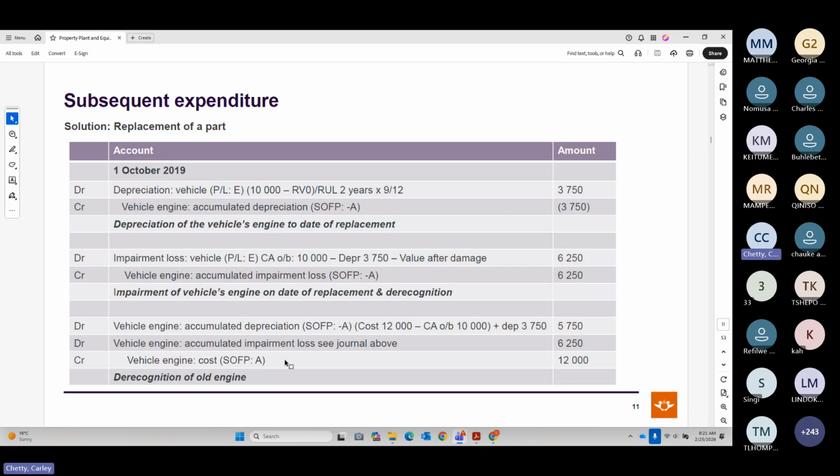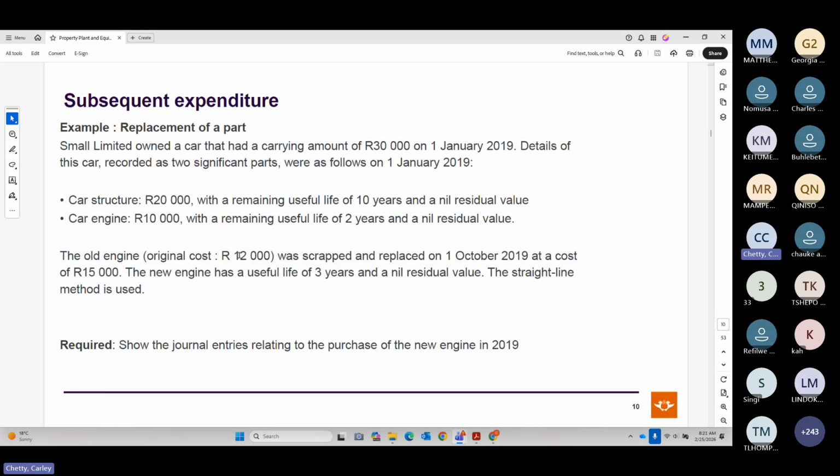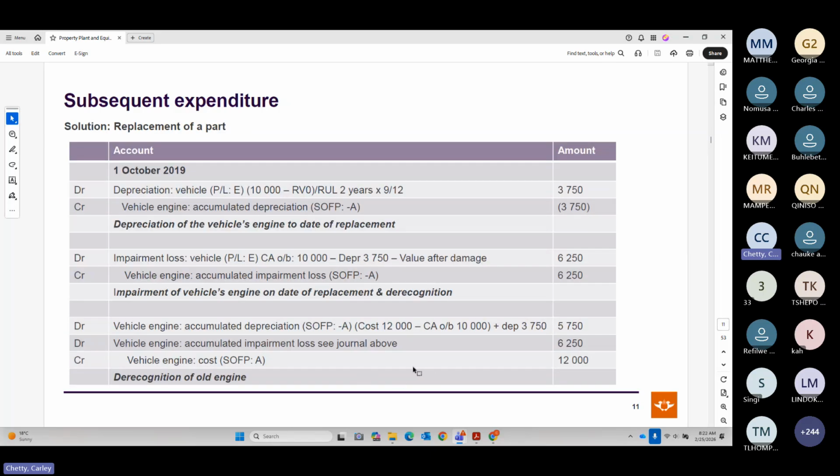Then we need to remove the cost from our records. So they told us in the scenario that the original cost was 12,000 Rand. So that is the cost we are going to reverse. So we are crediting the vehicle cost with 12,000 Rand, and we are basically derecognizing the old engine. We cannot record the new engine until we derecognize the old engine because we are replacing that part.